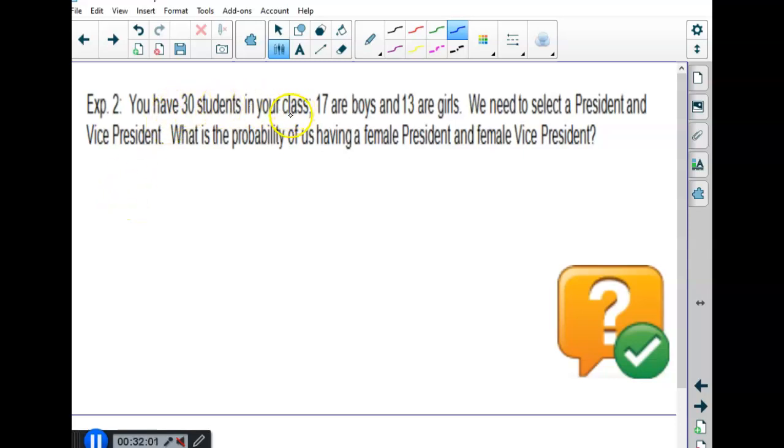You have 30 students in your class. Again, with the gender thing, 17 are boys, 13 are girls. We need to select a president and a vice president. Are these dependent or independent events? If we are going to randomly pick out of our class, okay, there are 30 students to pick from the first time. How many of them are boy, or we'll do female first? Oh, it says female, female. I can read. How many of them are female for the first try?